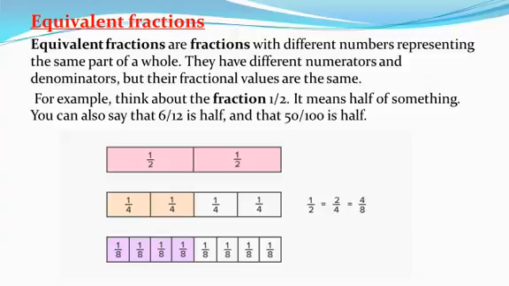Here is one example. 1 over 2 is the same as 2 over 4. 1 over 2 is equivalent to 2 over 4 and 4 over 8. You can make equivalent fractions by multiplying or dividing the numerator and denominator by the same number.